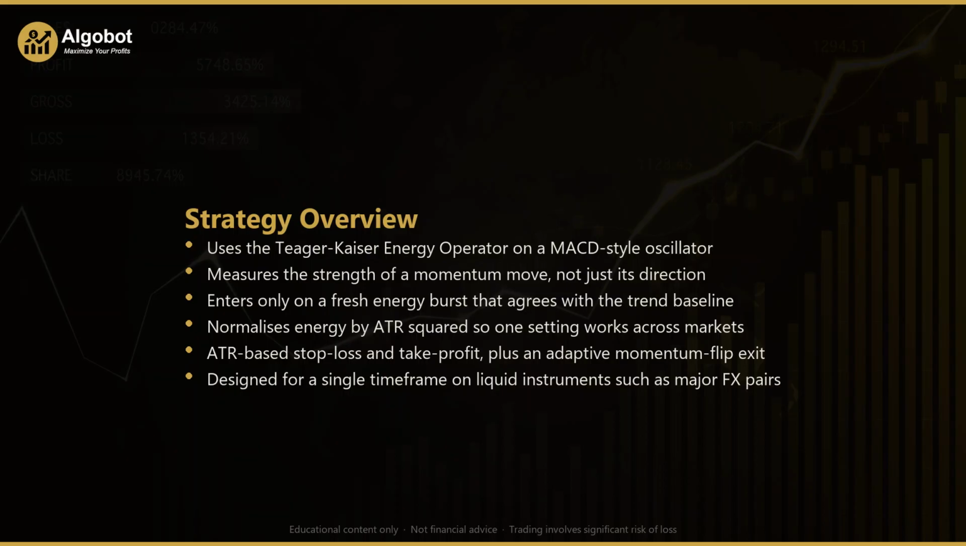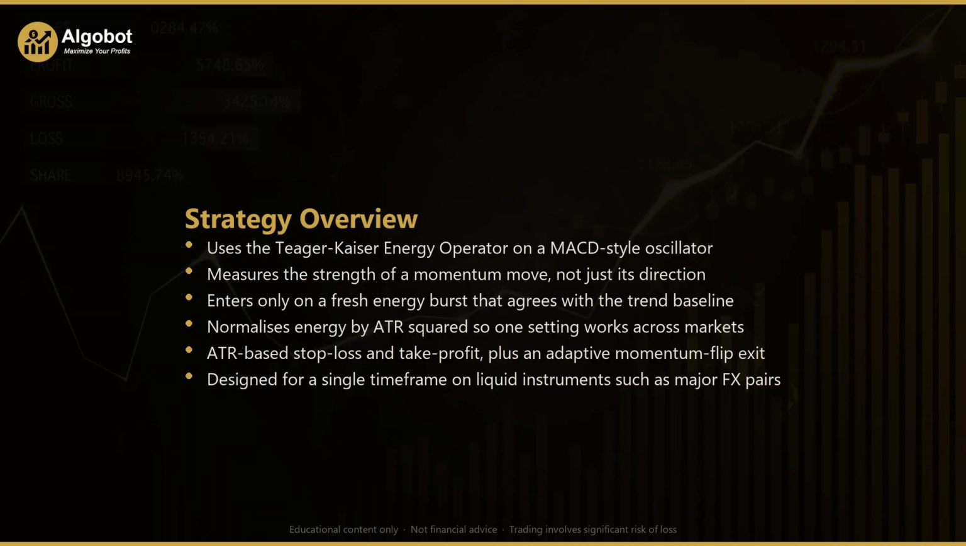What makes this strategy distinct is the layer on top. It applies the Teager-Kaiser energy operator to that oscillator. This is a signal processing tool that estimates the instantaneous energy of an oscillation, roughly its amplitude combined with its frequency. In plain terms, it measures how forcefully momentum is moving, not merely which direction it points. A clean, directional thrust charges up a large energy reading, while choppy, sideways conditions cause that energy to collapse towards zero.